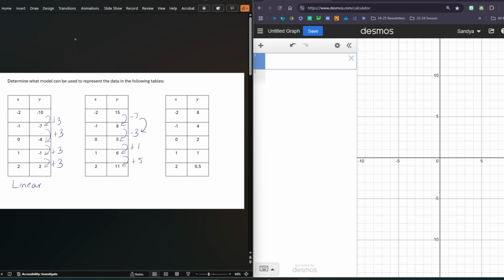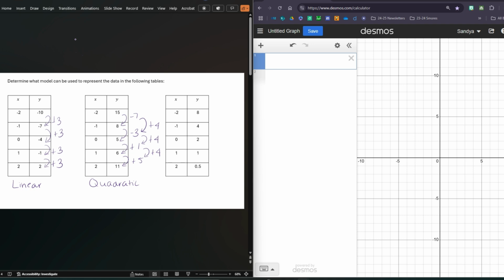From negative 7 to negative 3, there's a change of plus 4. Negative 3 to 1, there's a change of plus 4. 1 to 5, there's a change of plus 4. So if that second difference is constant, that means it's a quadratic model. So a quadratic model would best fit this data set. Now let's look at the last table.